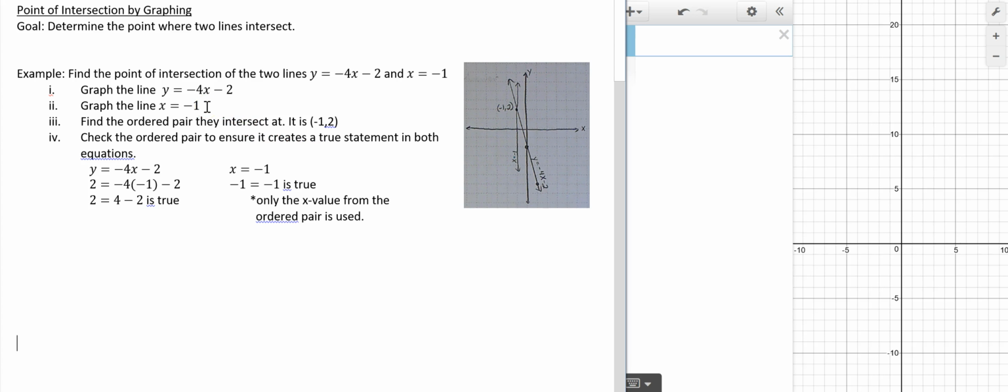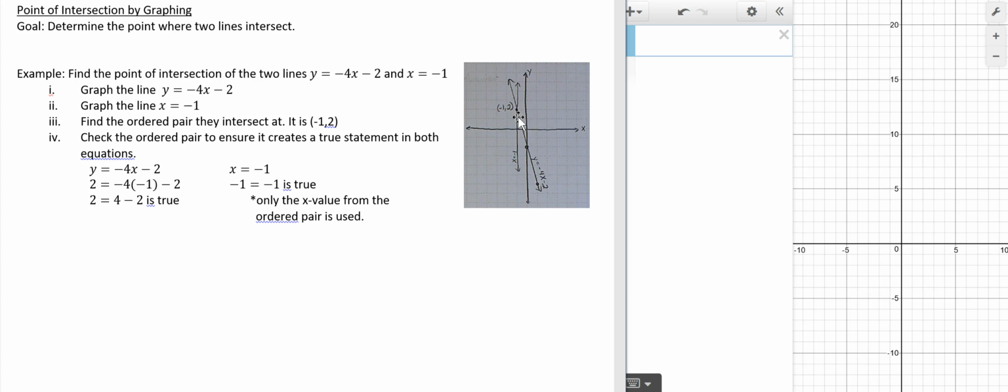Next, we graph the second equation, which is x equals negative 1. This is a vertical line since it only has the variable x. We go on the x-axis to negative 1 and draw a vertical line. Now we look at where the 2 lines intersect. They intersect at the point that's labeled negative 1, positive 2. So that is the answer for the point of intersection of those 2 lines.